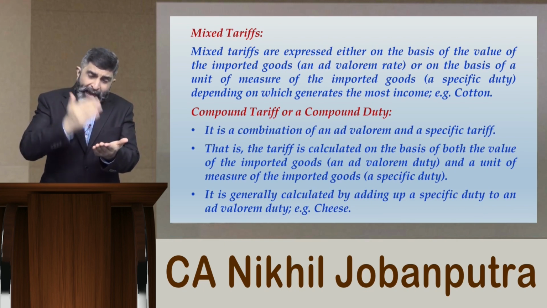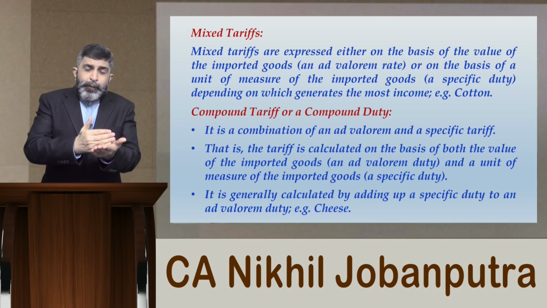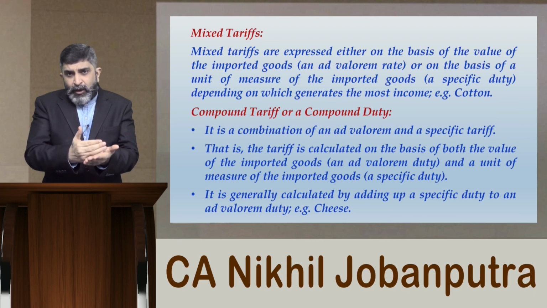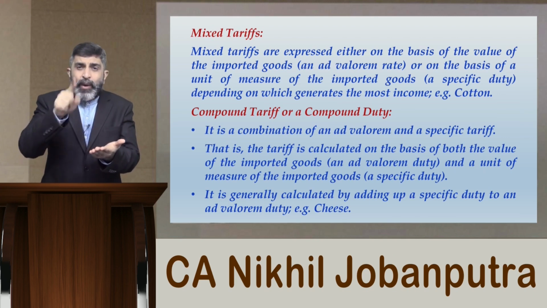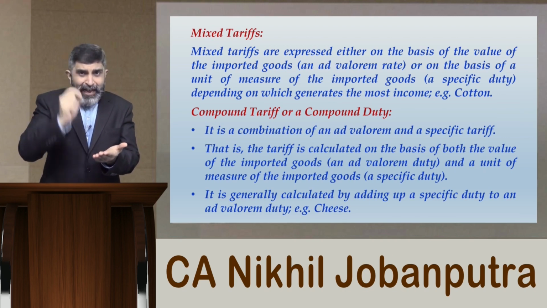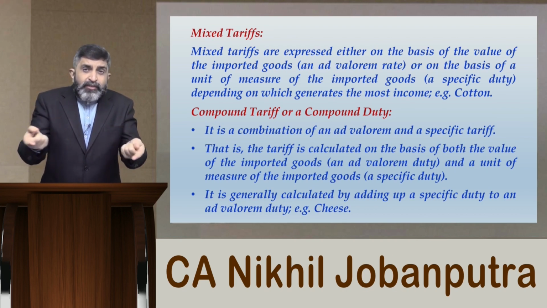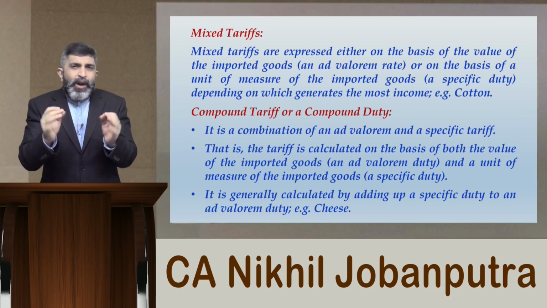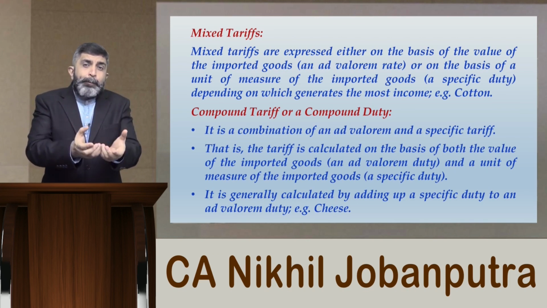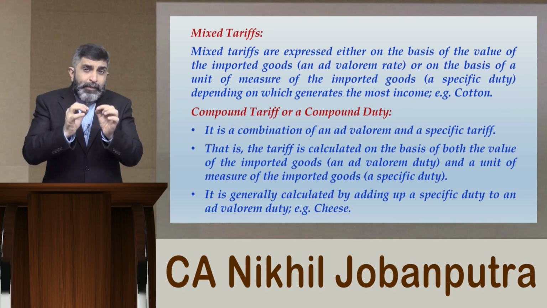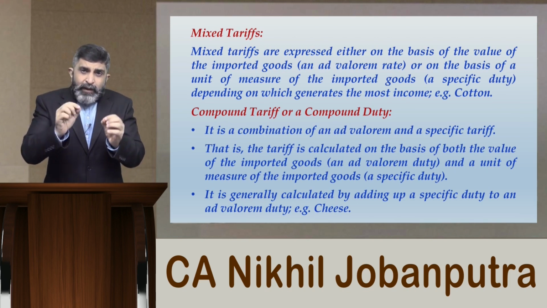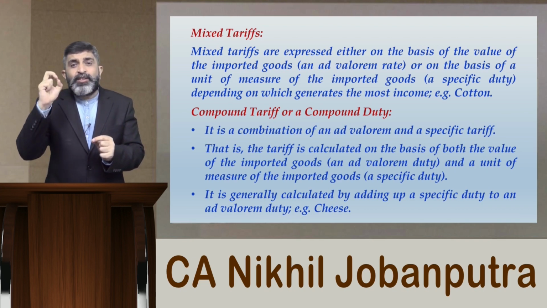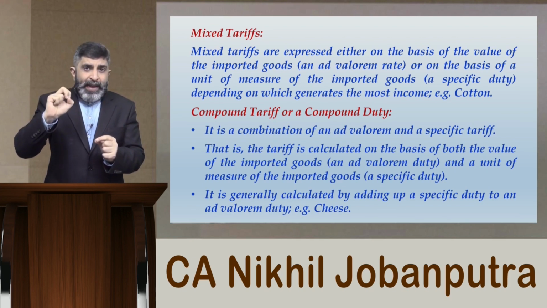That means when it is a case of either a specific duty or an ad valorem duty, either one will be considered as mixed tariff, and when it is constituting both of these components, that will be compound duty. So what happens when you are importing cotton? There will be a specific charge per ton and a certain percentage on the import value.